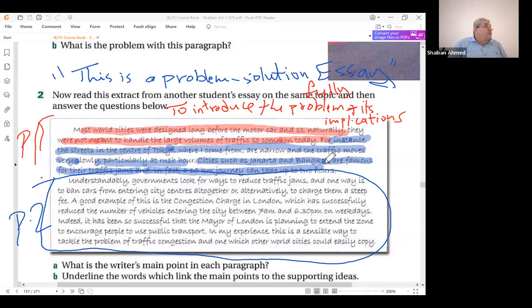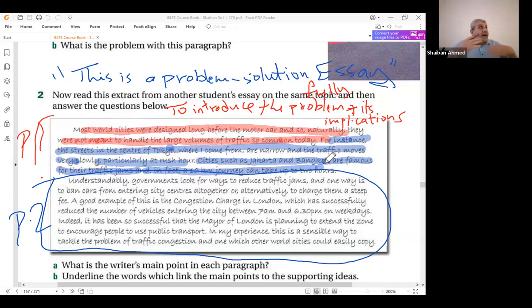So here, what is the problem? The cities were designed before cars. Okay, and what is the implication? The implications of this problem: the traffic moves very slowly. In this way, we can say children don't do much exercise. They spend most of their classes sitting in their classrooms. Implication, as a result, they become fatter. They become obese. So here we give the problem and what happens because of the problem.